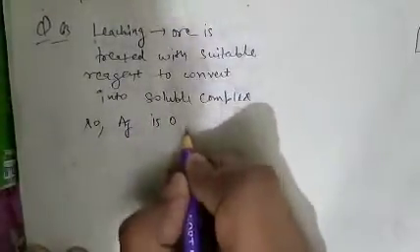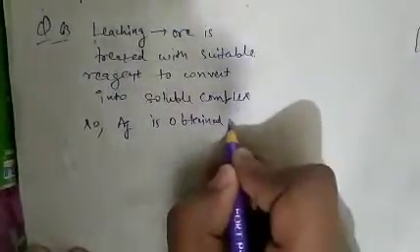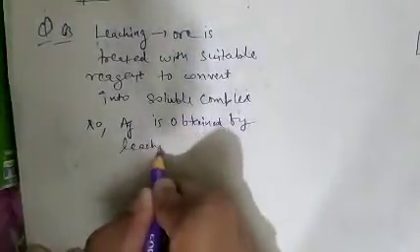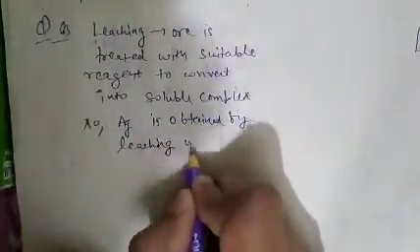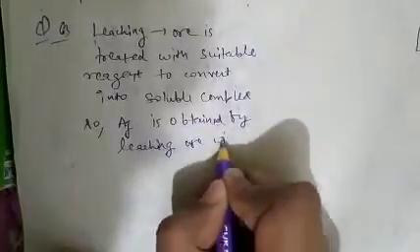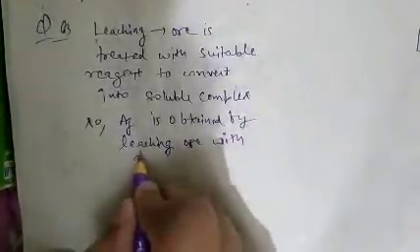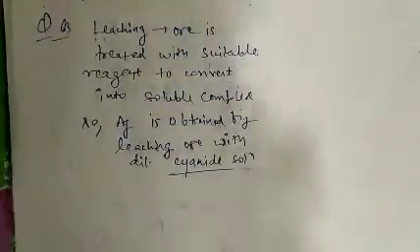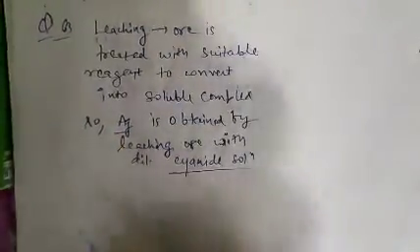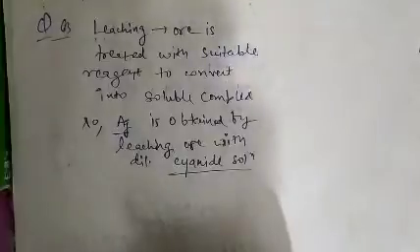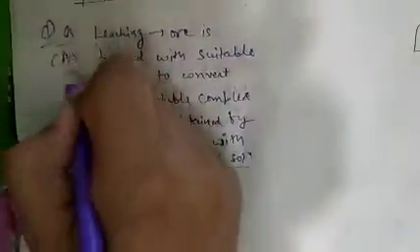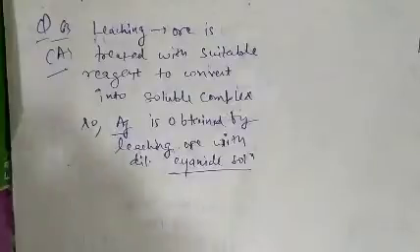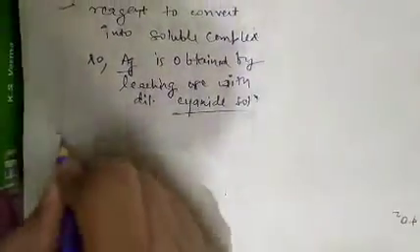So Ag, silver, is obtained by leaching ore with dilute cyanide solution. So question number 63: convert silver into soluble silver complex. So question number 63, option A is correct.